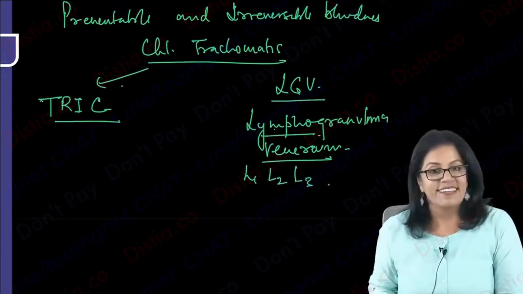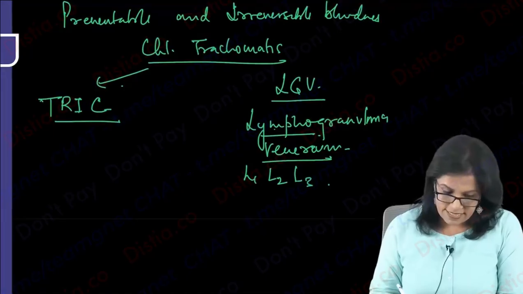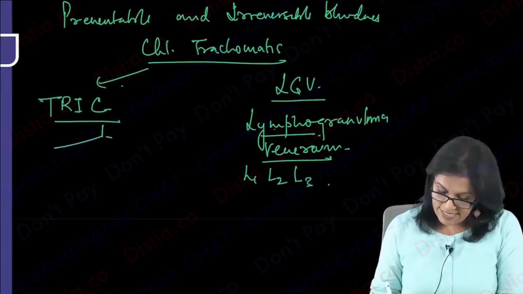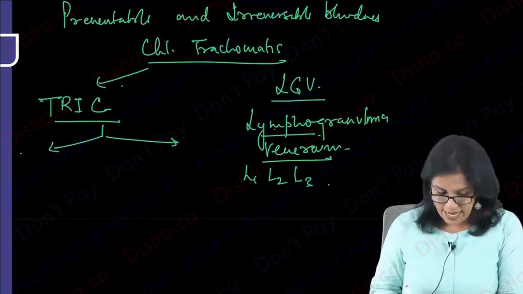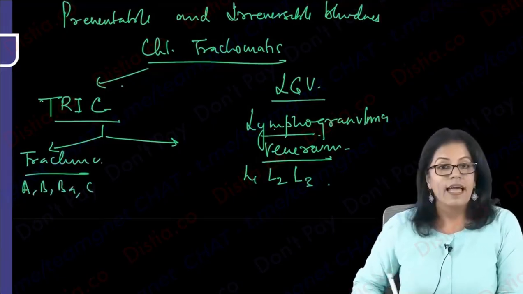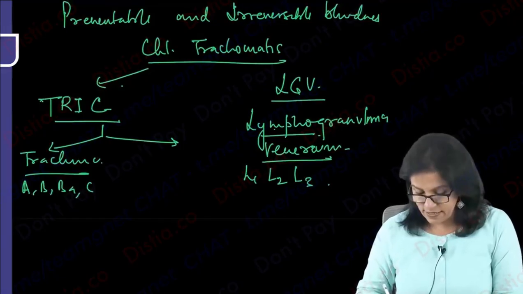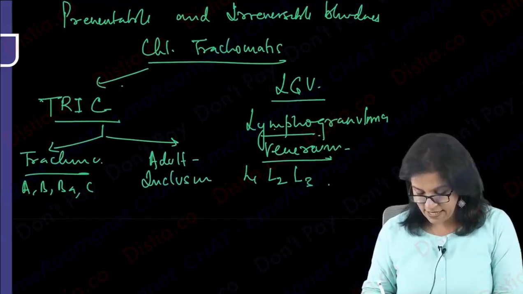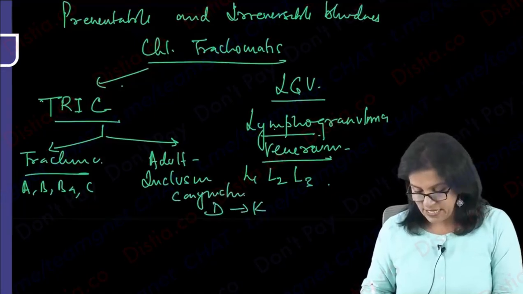Now coming to the TRIC. So this trachoma inclusion conjunctivitis agents, we divide it in two types of strains. One which is causing trachoma in children, and that is your A, B, Ba and C. Easy? And the second you will learn is adult inclusion conjunctivitis. Now, adult inclusion conjunctivitis is caused by D to K. Just let us learn, it is caused by the strains D to K.